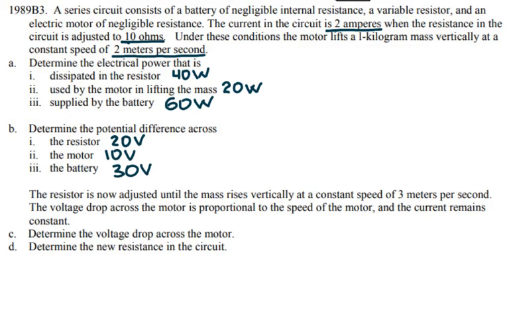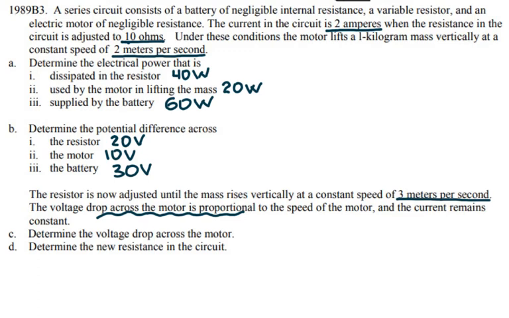For the next question, they say that the resistor is now adjusted until the mass rises vertically at a constant speed of 3 meters per second. So the velocity here changes to 3 meters per second. The voltage drop across the motor is proportional to the speed of the motor, and the current remains constant. Determine the voltage drop across the motor, and then determine the new resistance of the circuit.